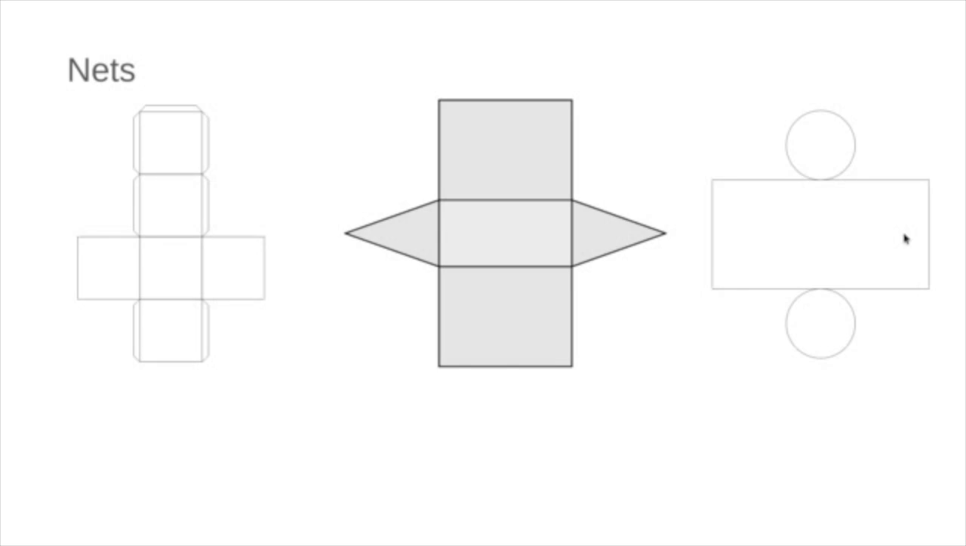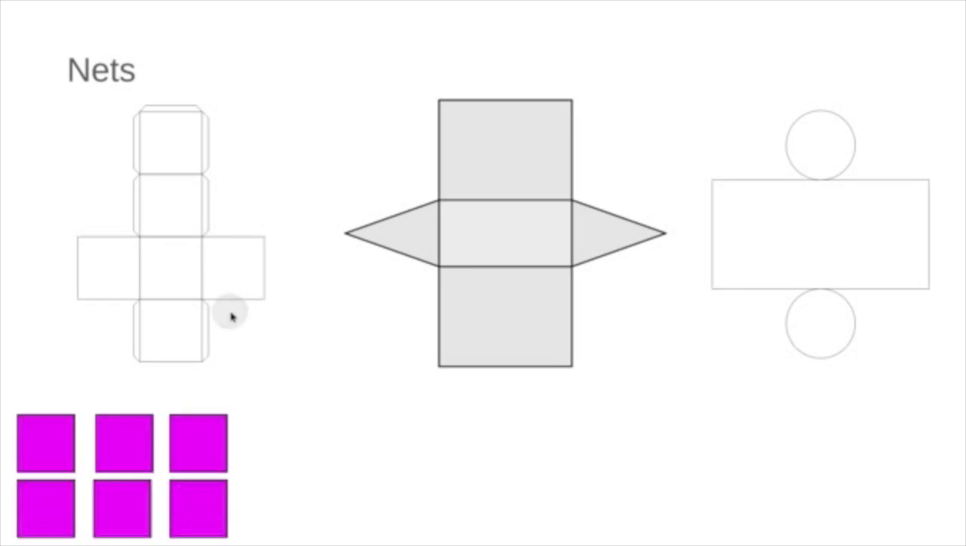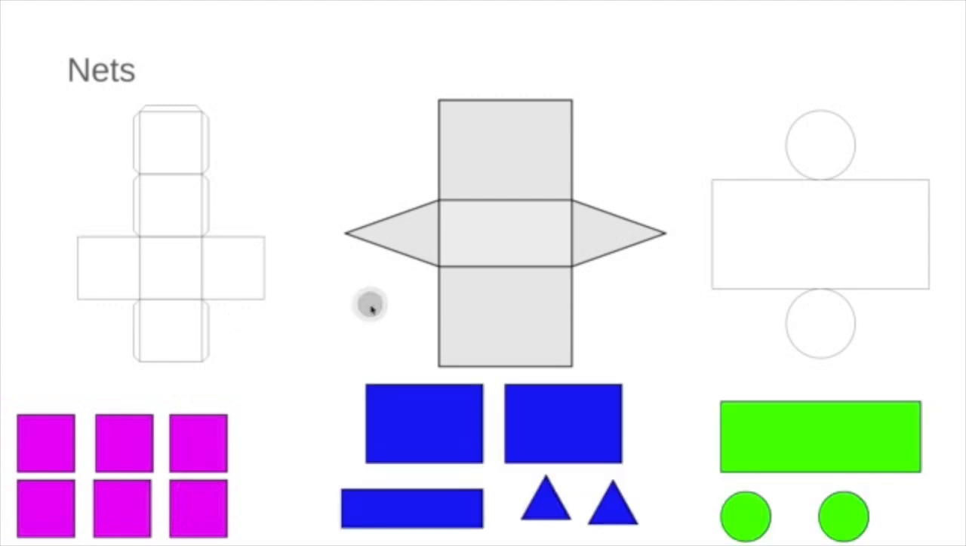We do have nets in class that the kids get to work with and hold and see. But when they're doing it on their paper, they have to be able to break these nets apart. So a lot of times the cube would have 6 squares broken apart like this. The triangular prism would look like this, and the cylinder would look like that. So it's just those same shapes that are in the nets up here, just separated out.